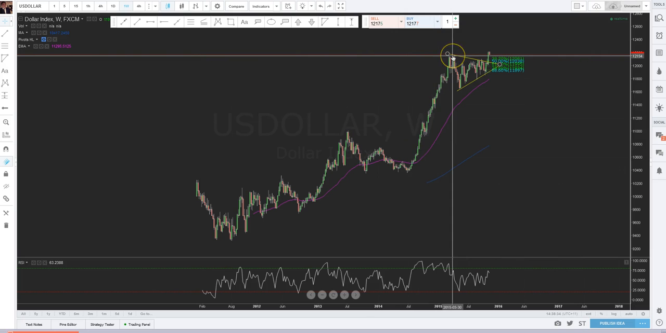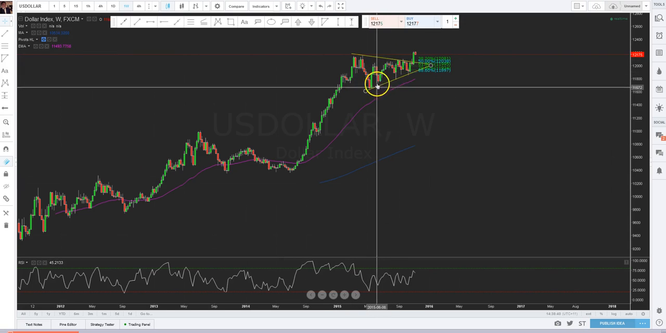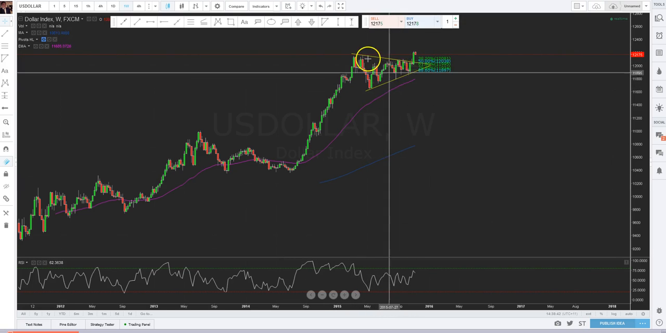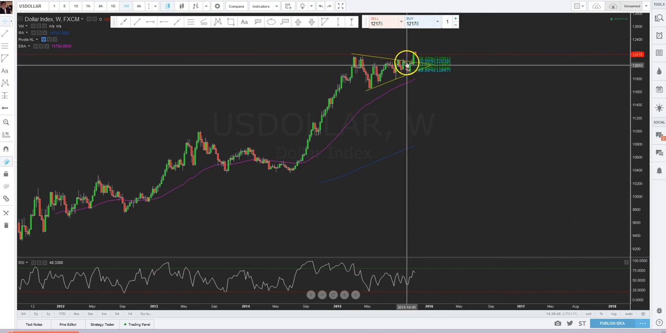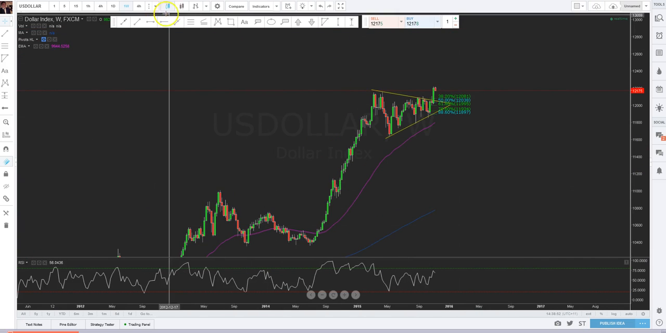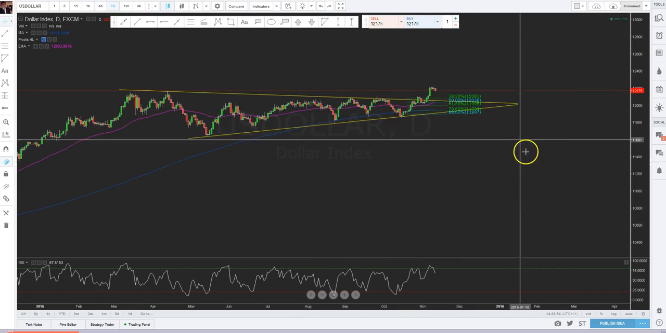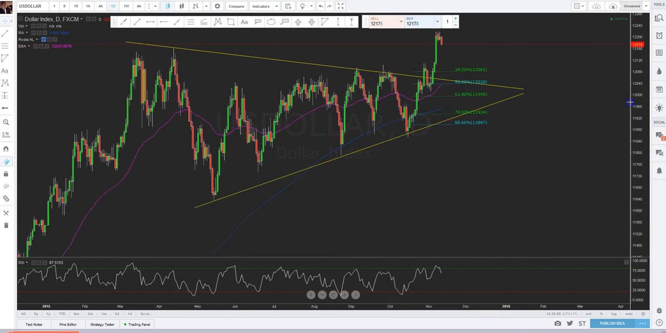I've shown you this a couple of times. We had this big rally, then we consolidated. We've just done basically an ascending wedge pattern, waiting for price to break out, which it did, and we had this big spike up. Now I'll go to the daily and explain in a bit more detail there.